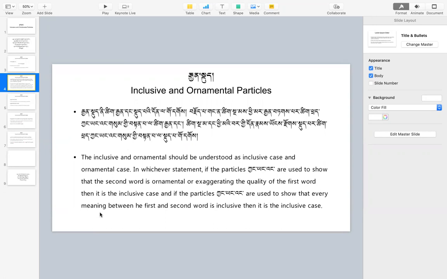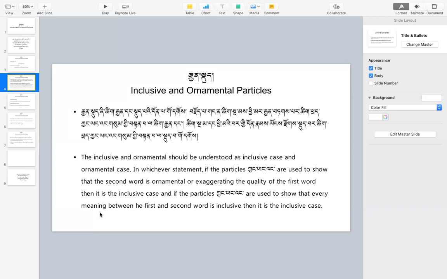Okay, so genduni, the inclusive and ornamental particles should be understood as inclusive and ornamental case. So when we talk about case, we're talking about the usage case. So this is what one must understand. So Jeba. This is something that we have been emphasizing quite often in this class, that we're going to use the word Jeba and not Siktu. So we're going to use the word statement rather than the word sentence. And we have already discussed why this is so.